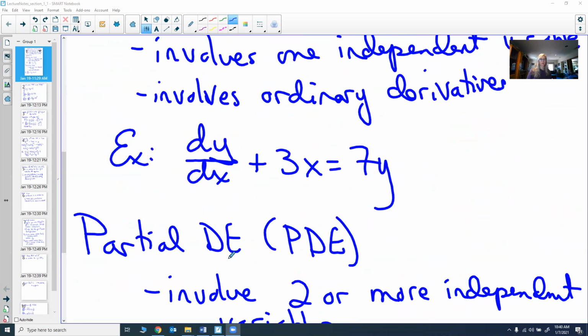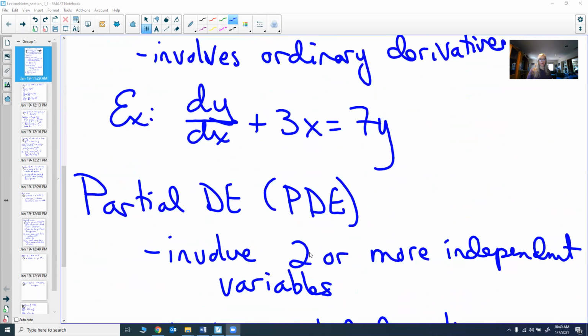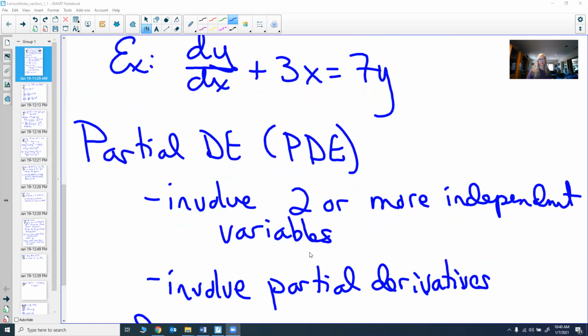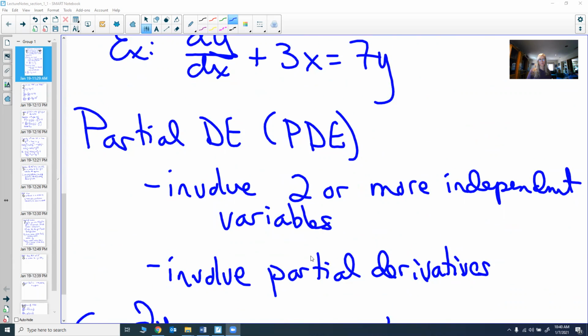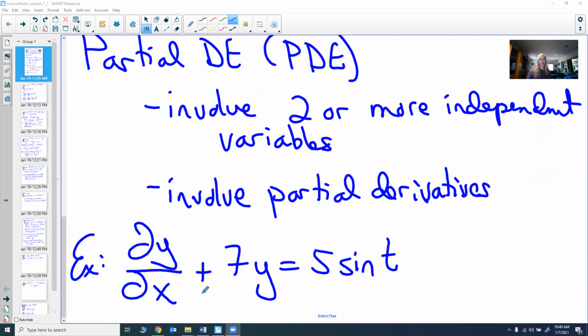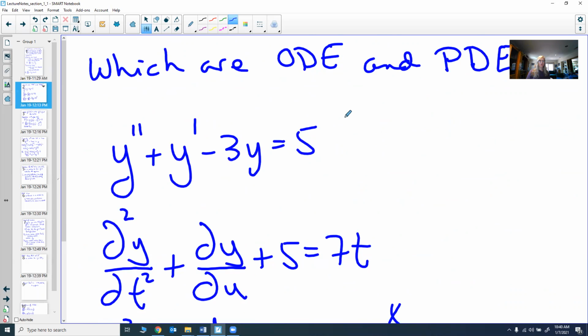A partial differential equation, or PDE, involves two or more independent variables. And this means it involves what we call partial derivatives. So this is where you might have two different variables that are involved. Like here, we have dy/dx plus 7y equals 5 sine t. t and x are your independent variables. There's only one dependent variable, your y. So the question is, which one of these are ODEs and which ones are PDEs? So that's where we're going to start.